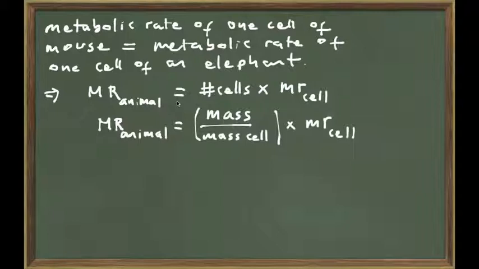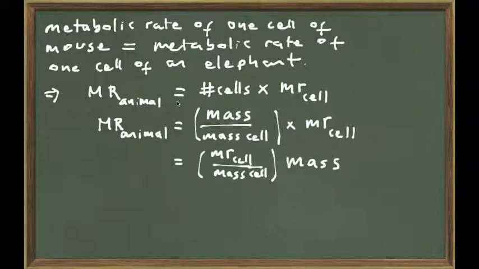So that means that the metabolic rate of the whole animal should be equal to the mass of the animal divided by the typical mass of a cell. That will give you the number of cells that that animal contains, multiplied by the metabolic rate of one cell, right? So if my assumption is correct, if the metabolic rate of one cell of a mouse is the same as the metabolic rate of one cell of an elephant, this should be true.